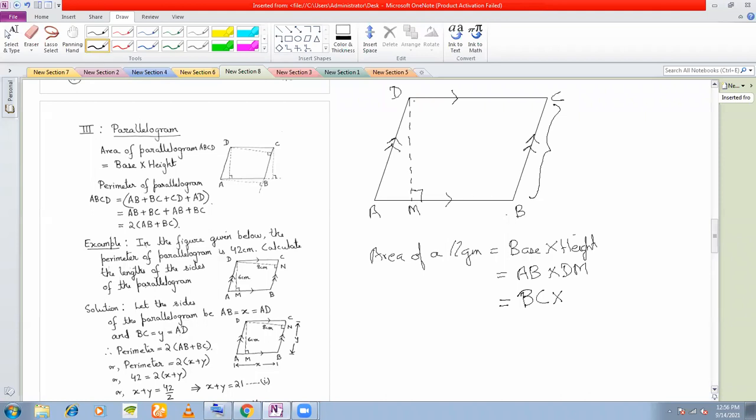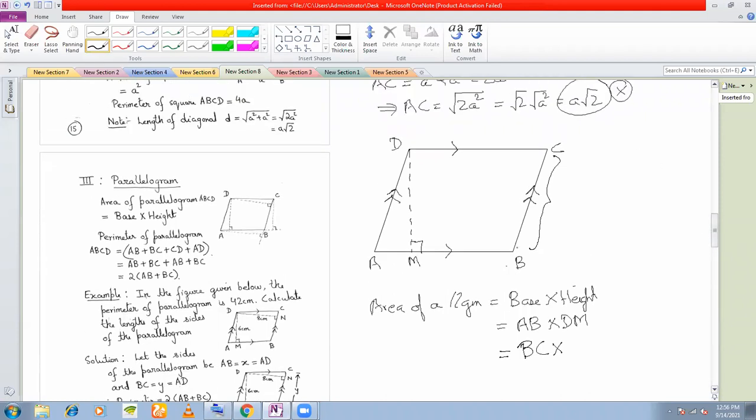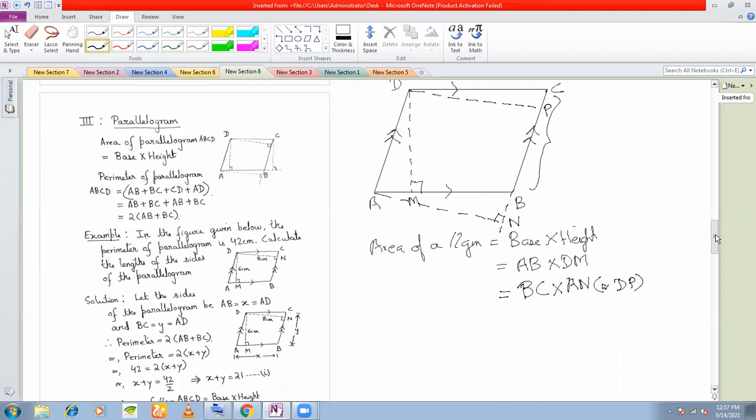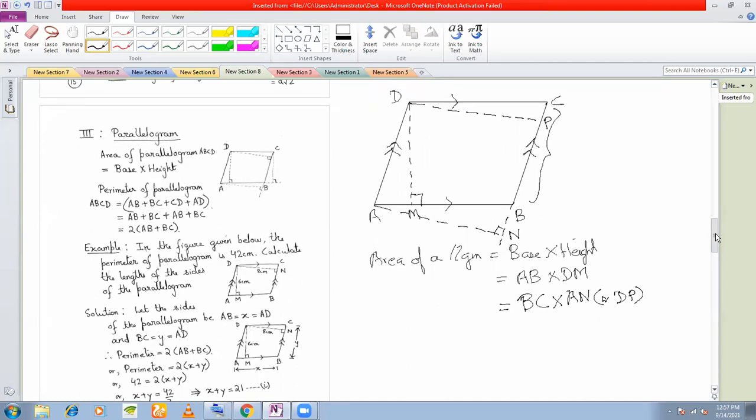Now height, which one will be the height? In this case, you can either produce this side and drop a perpendicular from here. If I call this point N, then your AN will become your height. Or what you can also do is you can drop a perpendicular from here also. You can also take DP as your height. You understood? So whatever base that you are taking, your height will depend on the base. Is that clear? Or any question?